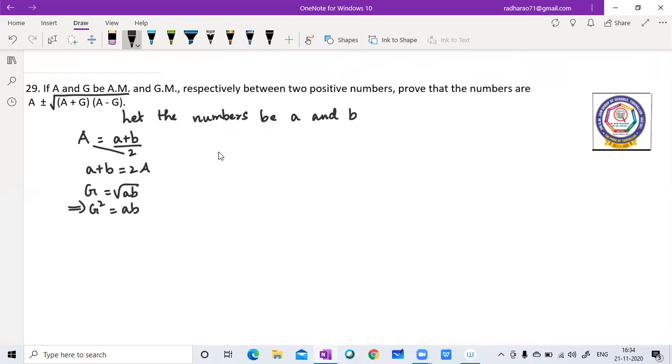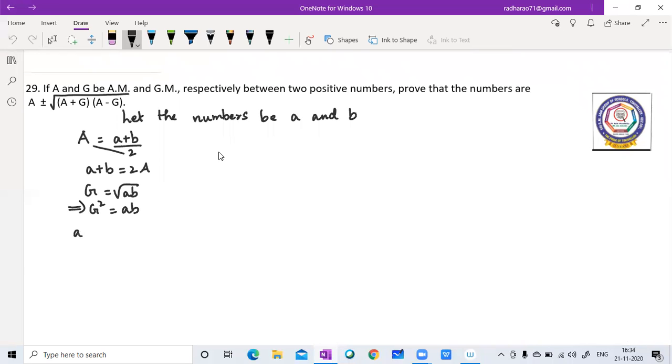So I have a plus b is equal to 2A because capital A is the arithmetic mean of small a and b. So A is equal to a plus b by 2. From that, a plus b is equal to 2 into capital A. And G is the geometric mean of those two numbers. So G is equal to root ab. I square it on both the sides. So G squared is equal to ab. I want to find the value of the numbers a and b. So I have a plus b.